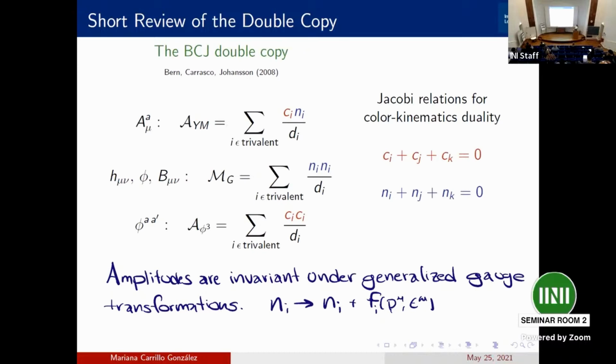Another important thing about this way of writing the amplitudes is that they're invariant under what's called generalized gauge transformations, which is just the fact that these n's that I'm writing here are not unique. You can shift them by some function, again, of the momenta and polarization vectors, and the amplitude will stay invariant. Of course, this function cannot be anything, so I'll show you in a bit what the restrictions on that function are.